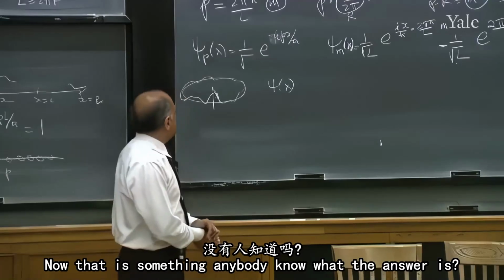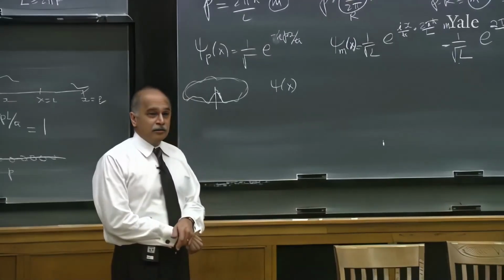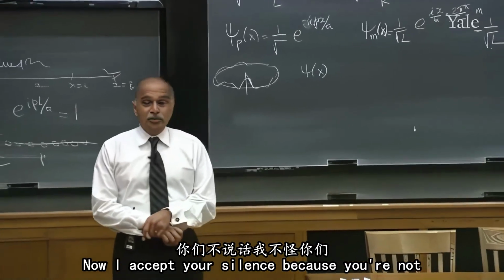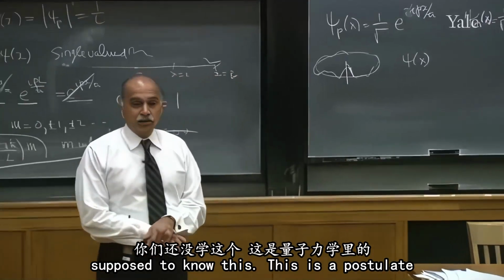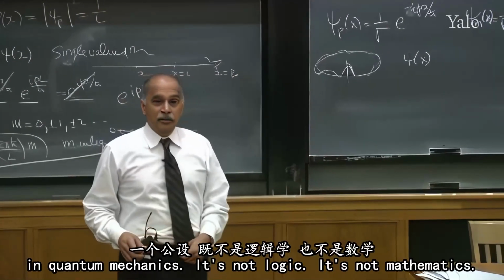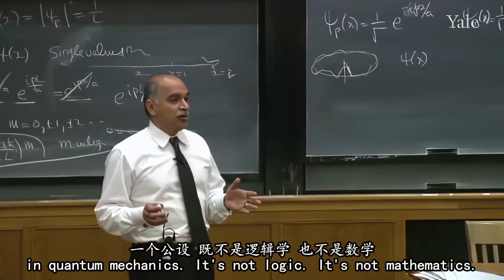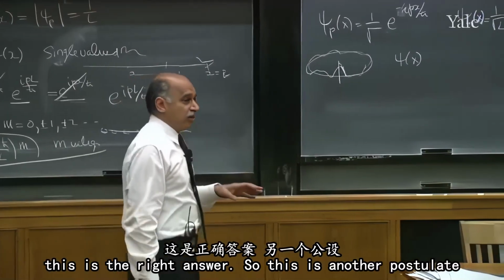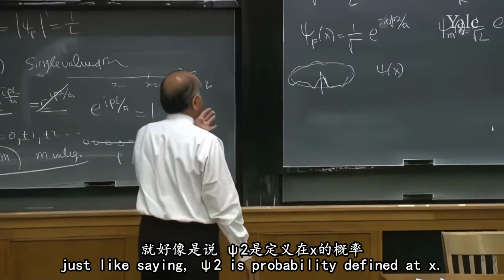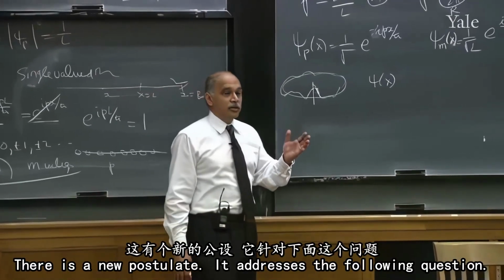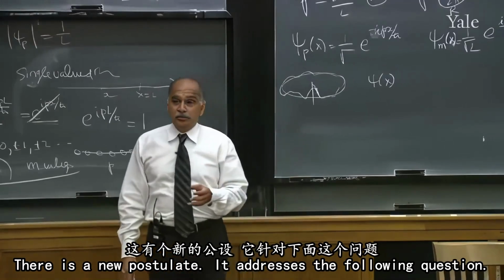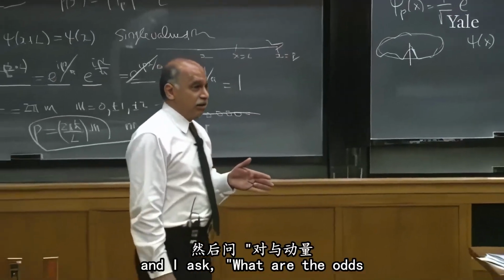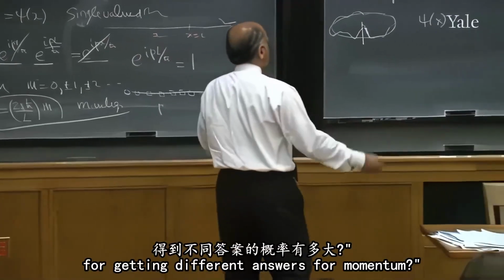Now that is something, anybody know what the answer is? Okay, I accept your silence because you're not supposed to know this. This is a postulate in quantum mechanics. It's not logic, it's not mathematics. No one could have told you 300 years ago this is the right answer. So this is another postulate. Just like saying psi square is probability defined at x, there is a new postulate. It addresses the following question. If I shift my attention from position to momentum, and I ask, what are the odds for getting different answers for momentum?